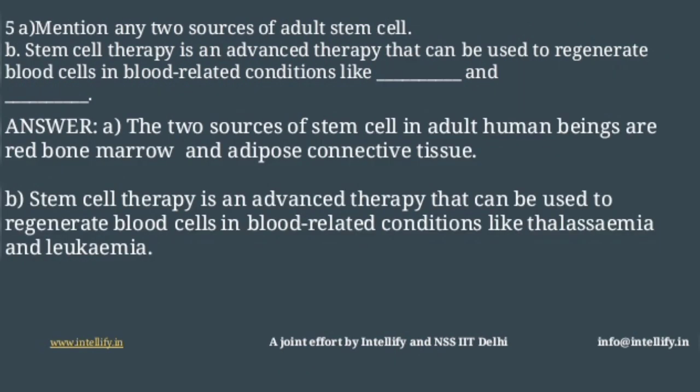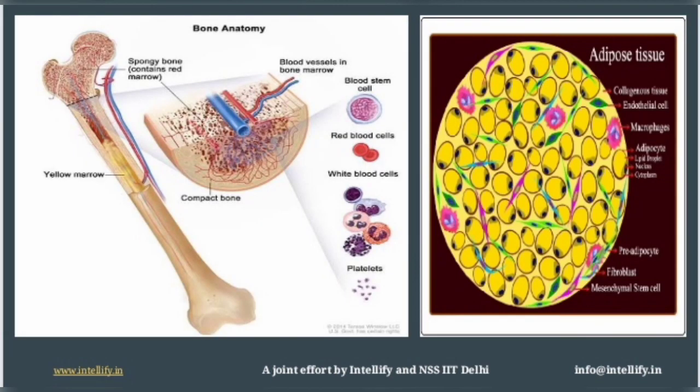Now the last question is, mention any two sources of adult stem cell. First, what is meant by stem cell? These are the special human cells that are able to develop into many different types of cells. The two types of stem cell are embryonic stem cells and adult stem cells. Adult stem cells have two sources such as bone marrow and adipose tissue.